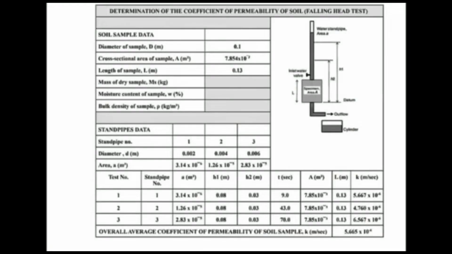This is the data that we get from this experiment, which is the overall average coefficient of permeability of soil sample, which we get 5.665 times 10 to the power of -4. Next is the sample calculation for this experiment, which is the coefficient of permeability of soil and overall average coefficient of permeability of soil sample.